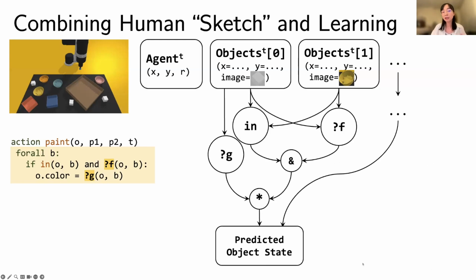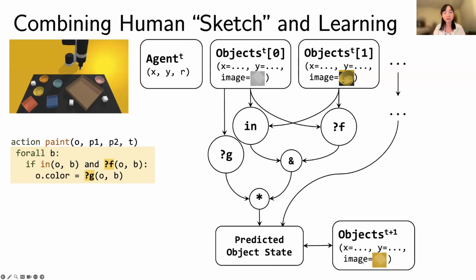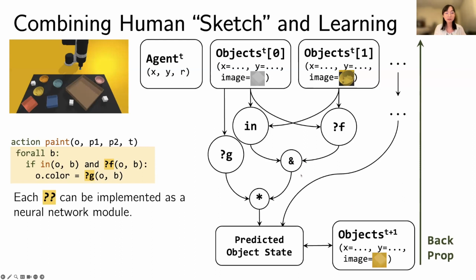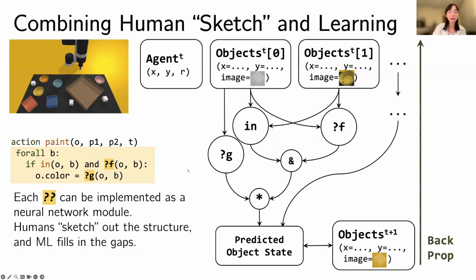So during training time, in a self-supervised way, we can observe what's the next object state in the next time step, and then use that as supervision for the predicted object state. Because the entire computation graph is end-to-end differentiable, we can just directly leverage backpropagation and stochastic gradient descent to update the models. Concretely, each of the question marks will be implemented as a small neural network module. In this work, we just use simple MLPs to do that. And then human will sketch out the overall structure and we use machine learning to fill in the gaps. So this is for the transition model part.